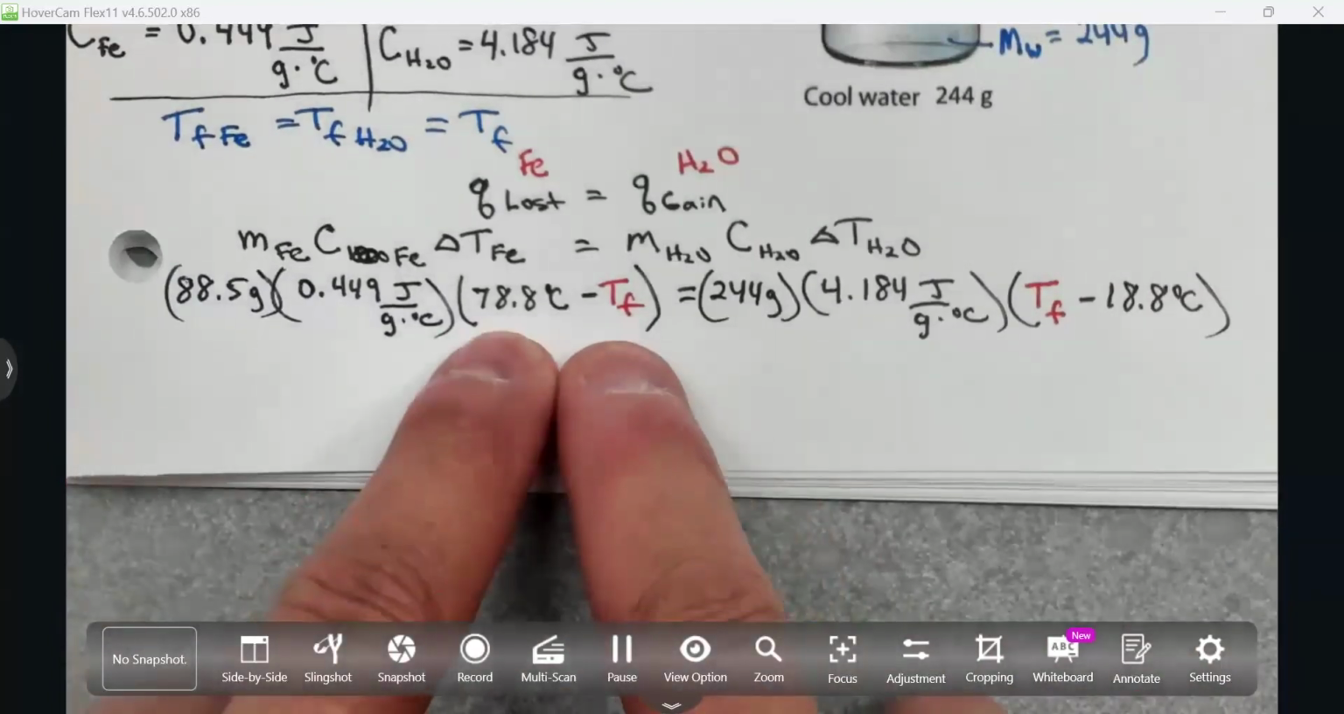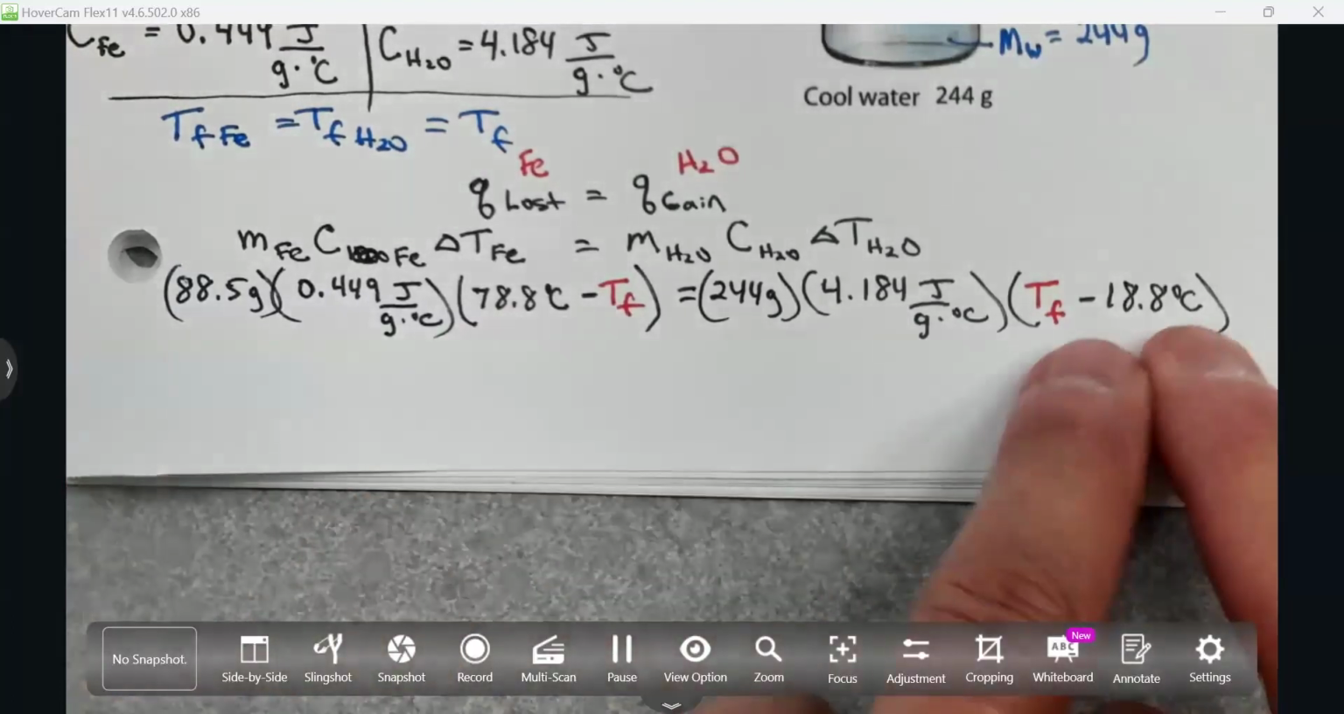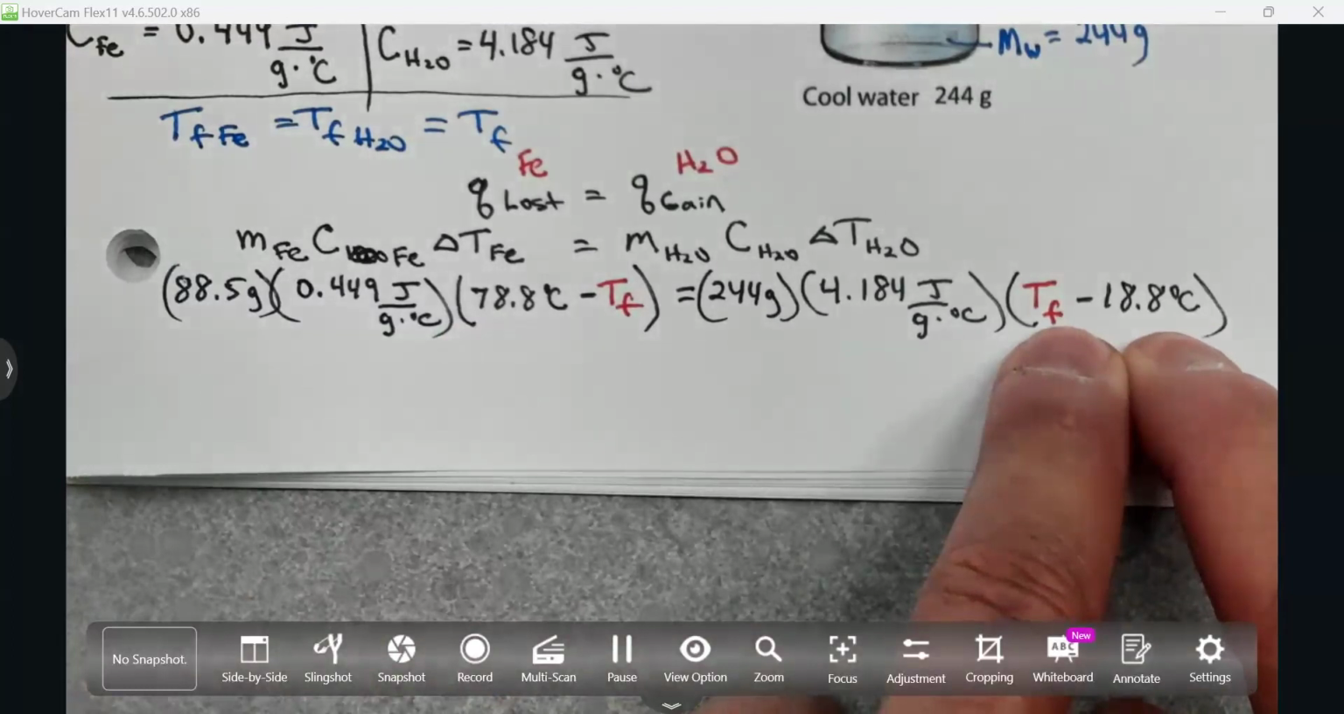Again, these are positive, right? This is going to be a positive number here. This is going to be a positive number here. Yes?